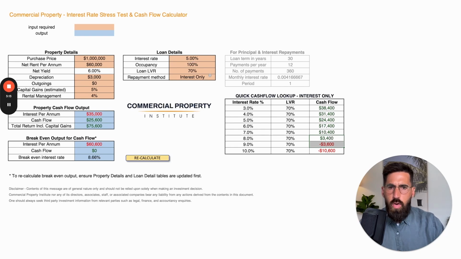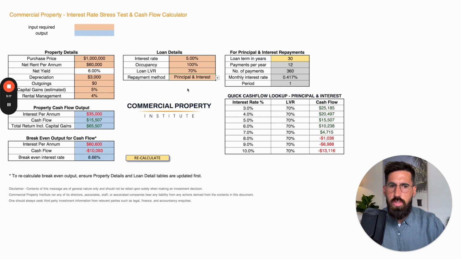The other thing we can look at is, okay, let's run this same scenario in a principal plus interest kind of arrangement. You can change the loan term up here. So if you want a 20-year loan term or 30-year term, that yellow one you can actually change. But let's just say the interest rates were 5.5% in this scenario. I'll click recalculate to make sure it all happens correctly.